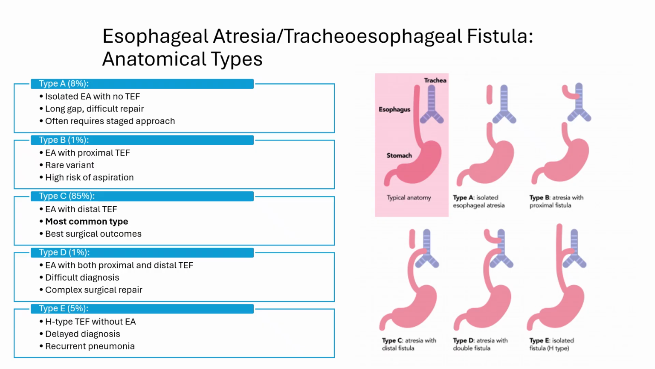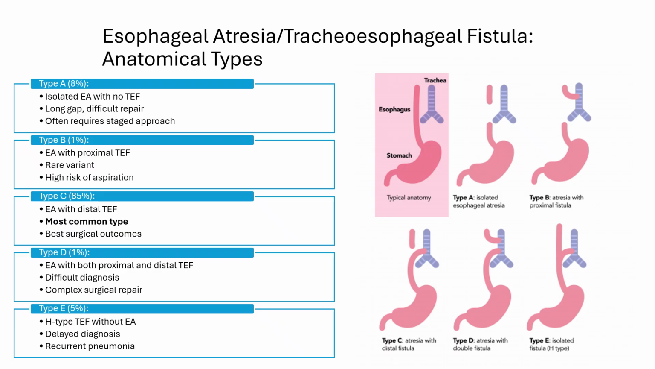Here's the clinical insight. Type E, the H-type fistula, often escapes initial diagnosis. 5% of cases, but these babies can feed normally at first. They present weeks or months later with recurrent aspiration pneumonia because there's a communication between the trachea and esophagus, but both structures are otherwise intact.